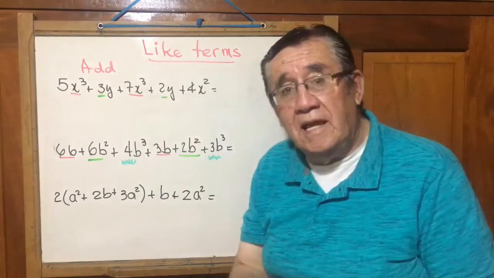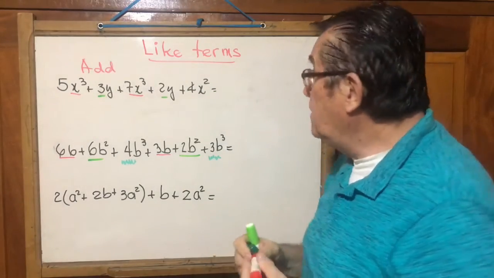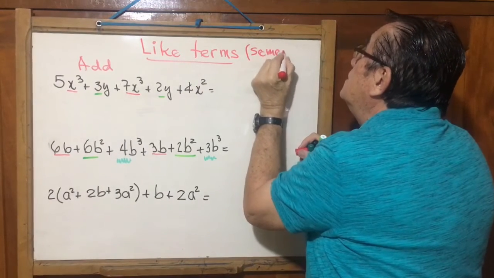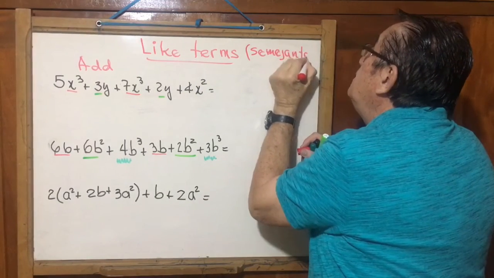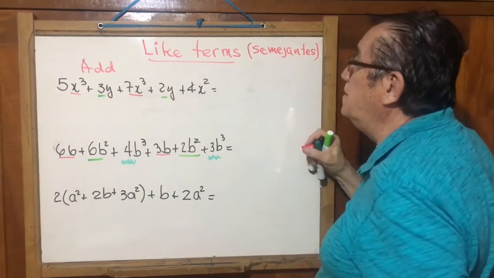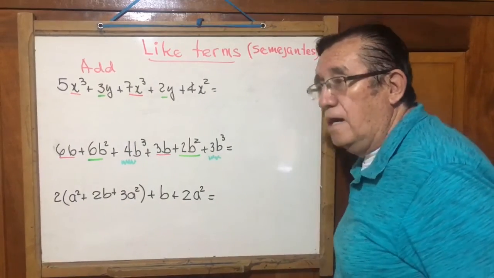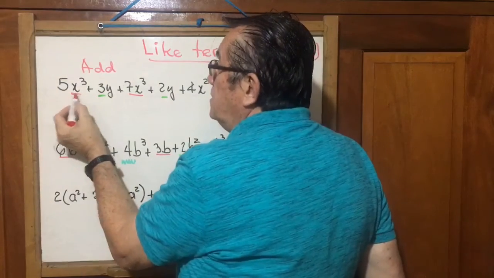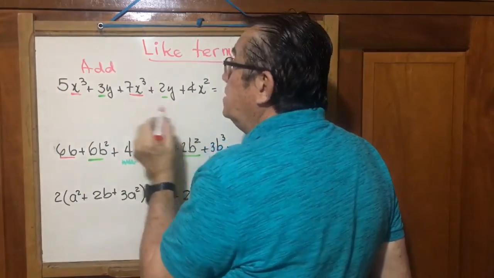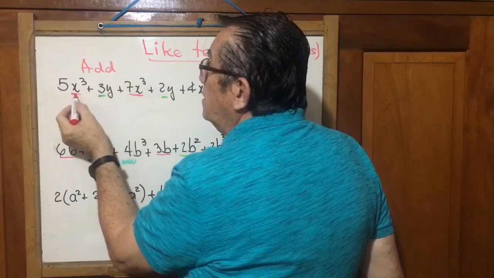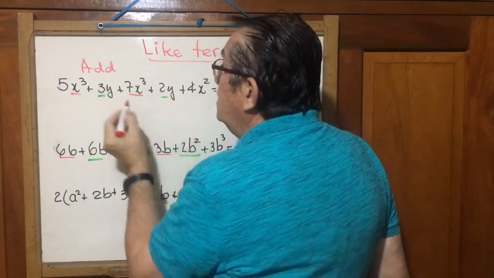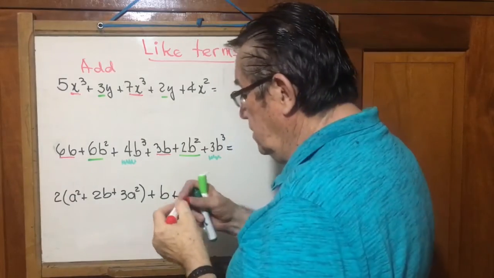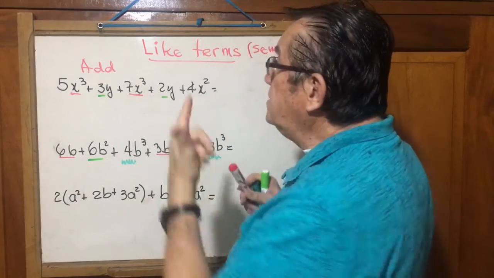In algebra, like terms, in Spanish, are called términos semejantes. Son términos iguales. That means that they are the same. How are they the same? You have to check the literal part, the letters. In red are the same letter and the same exponent. Same letter, same exponent. All right, so the only thing I have to do is add.